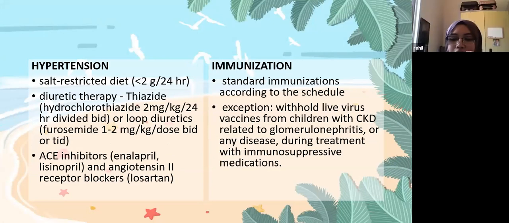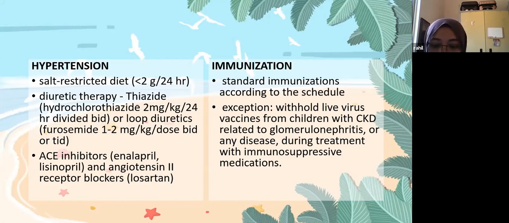Then we treat the underlying disease that happens. For example, hypertension. So we give a salt restriction diet, and then we can also give diuretics to the patient, thiazide and also other diuretics. Antihypertensive medication can also be given to all children. But we need to monitor the renal function and also electrolyte balance closely with this patient.